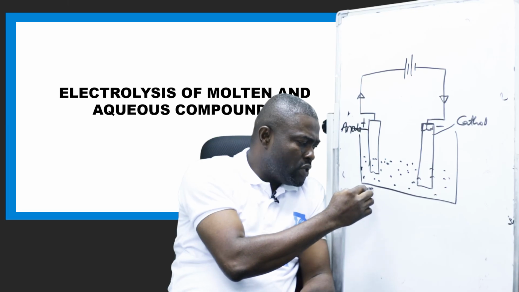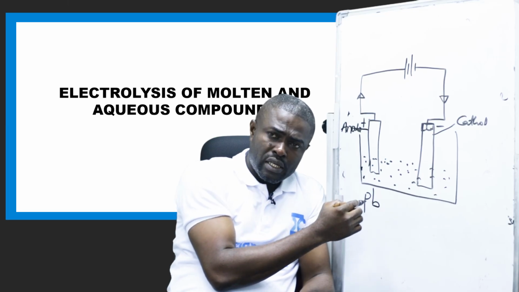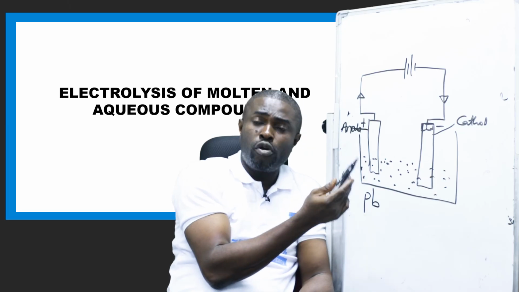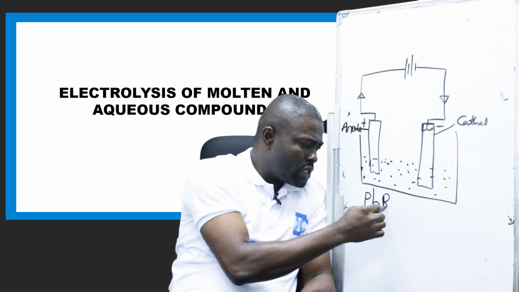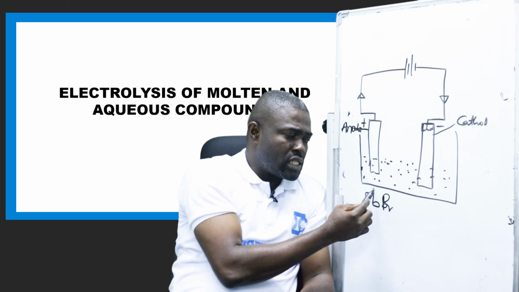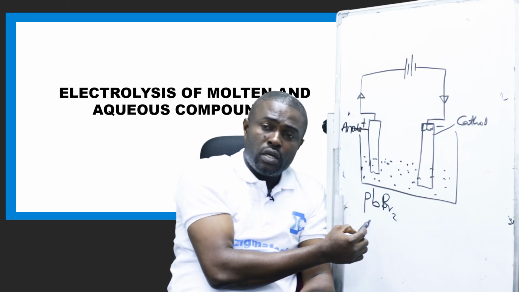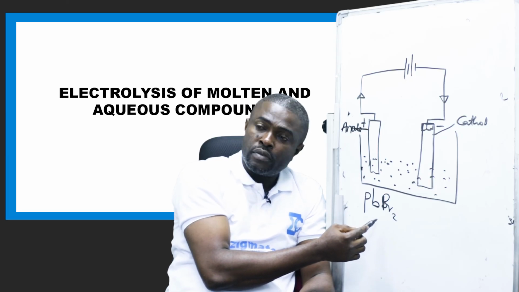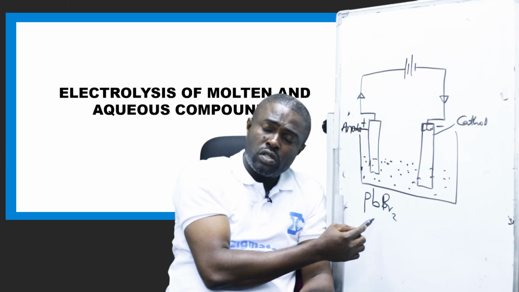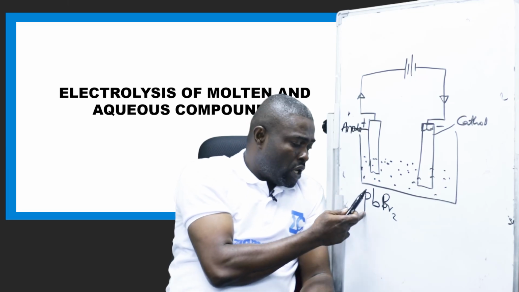Lead-2 chloride is Pb. Pb is lead, right? Okay, lead-2 bromide. Let me use lead-2 bromide. Pb is lead. Bromine is what? B, R. Lead-2, since it's lead-2, that 2 will come here. So Pb, capital Br2. The compound is called what? Lead bromide.